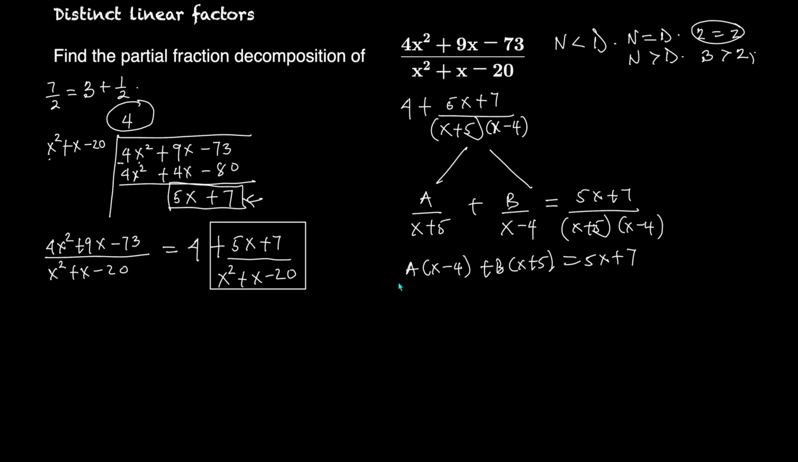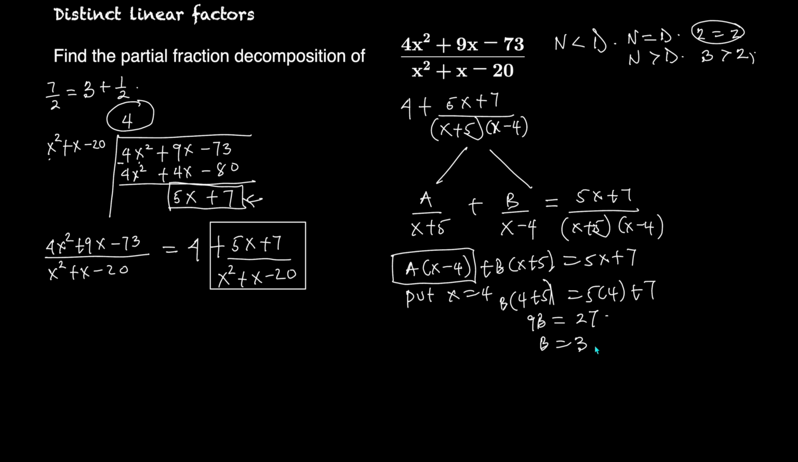So I'm going to use the cover-up method to make it quite fast. I'm going to put x equals 4 to make this go to 0. Okay, so I have b times 4 plus 5 equals 5 times 4 plus 7. So this is 9b equals, everything here sums to 27, and b equals 3.